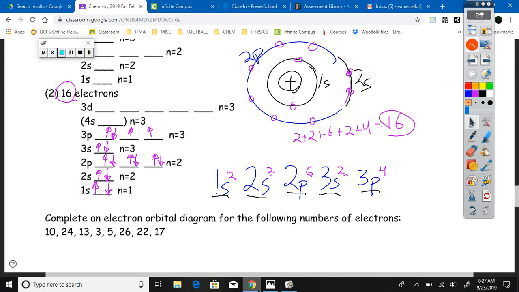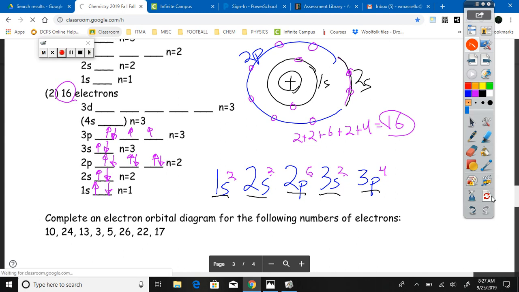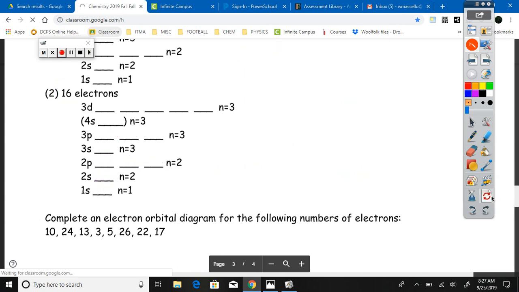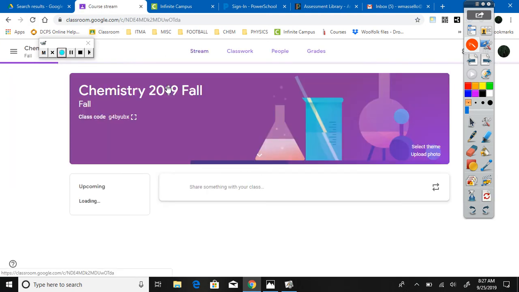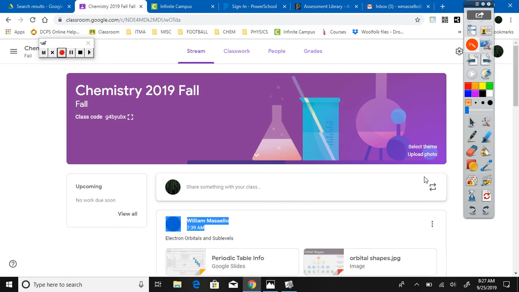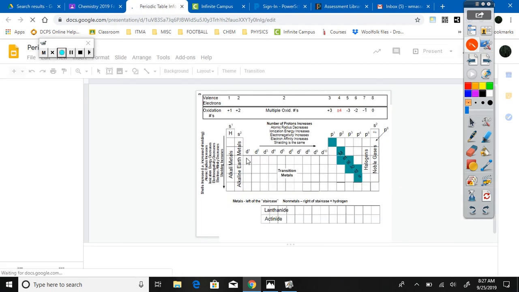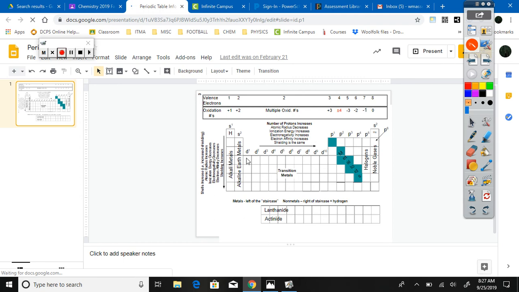Everybody go back to Google Classroom, and this will make even more sense. I'm going to make this even simpler for you guys. Go back to Google Classroom. Here we go. Erase all that. Come on, internets. Go back here and click on the thing that says periodic table info, guys. Click on that, Jackson.